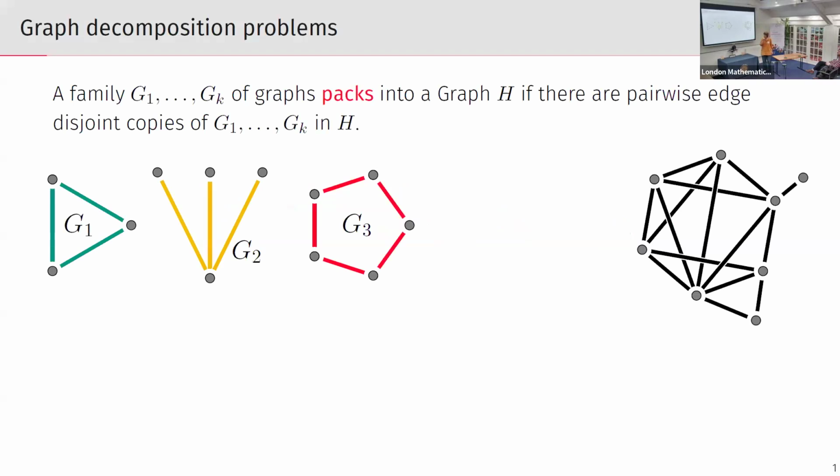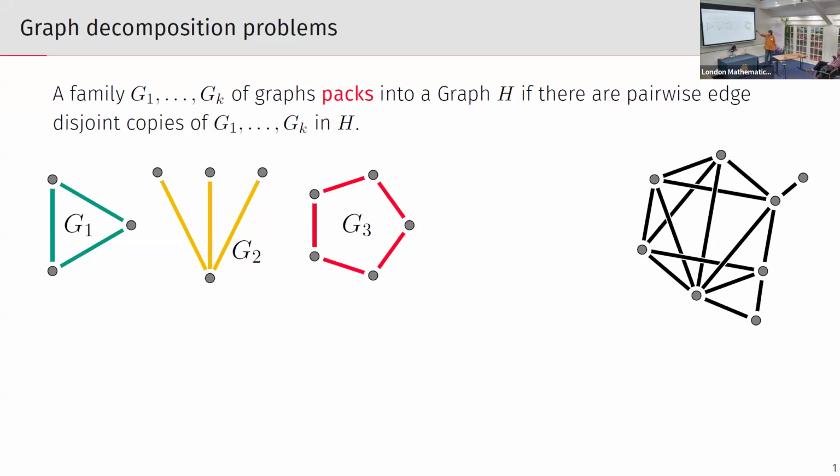So I should first define what decompositions are. And for this, let me first define what a packing is. I will talk in the talk about graphs and also hypergraphs, but let me start with graphs. For a graph, I can take a collection of graphs, which is G1 up to GK over there. And I might want to pack them into some separate graph H. And packing them into here means I find copies, not necessarily induced, of these graphs, which are edge disjoint. They don't have to be vertex disjoint, but they're edge disjoint.